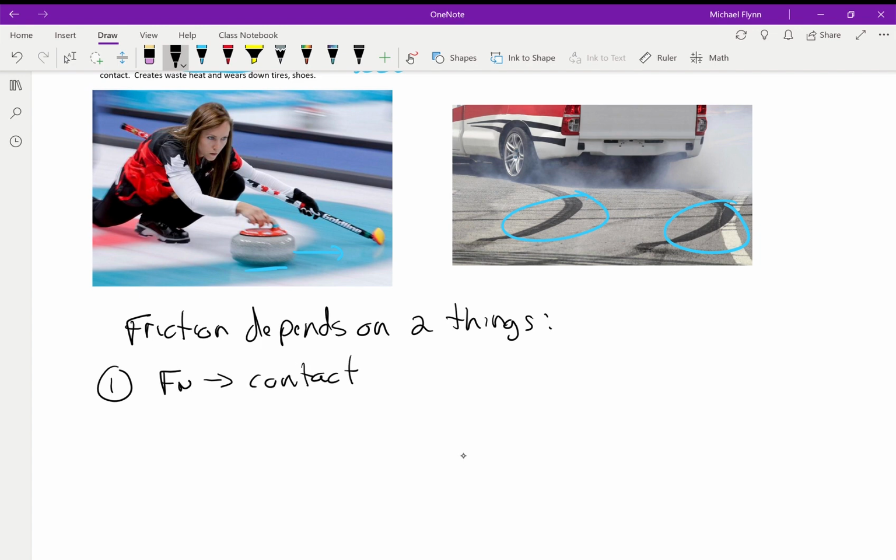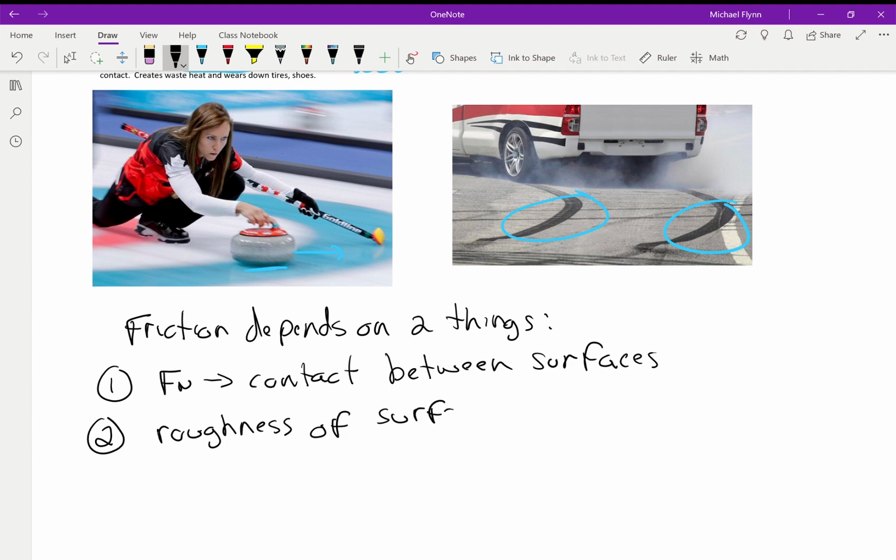So it depends on the normal force, which is the amount of contact between surfaces. Second, it depends on the roughness of the two surfaces. Now how do you measure roughness? Well, we don't actually measure it. What we do is we do experiments, and we would do this experiment together.